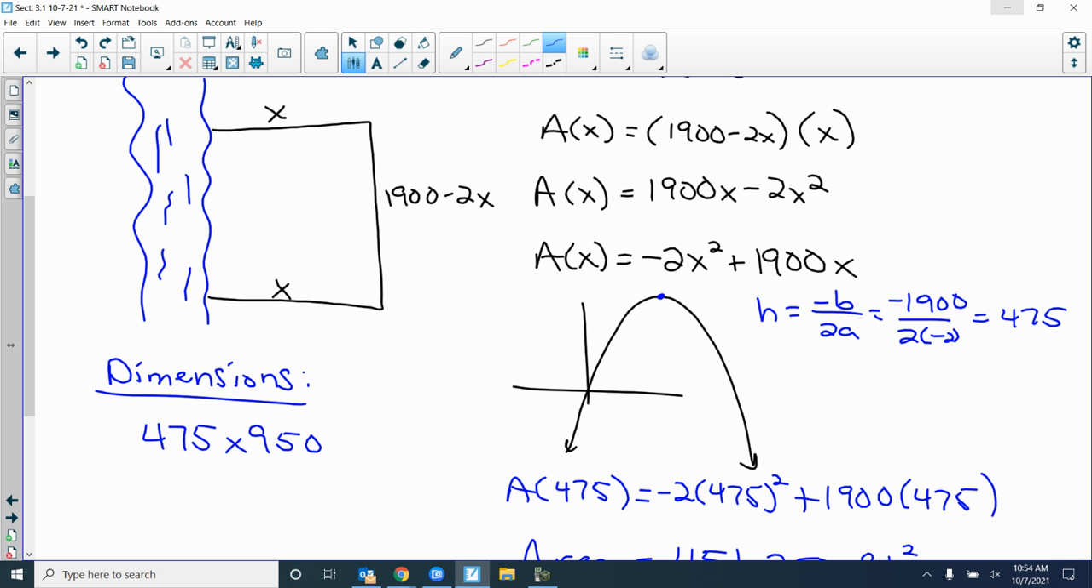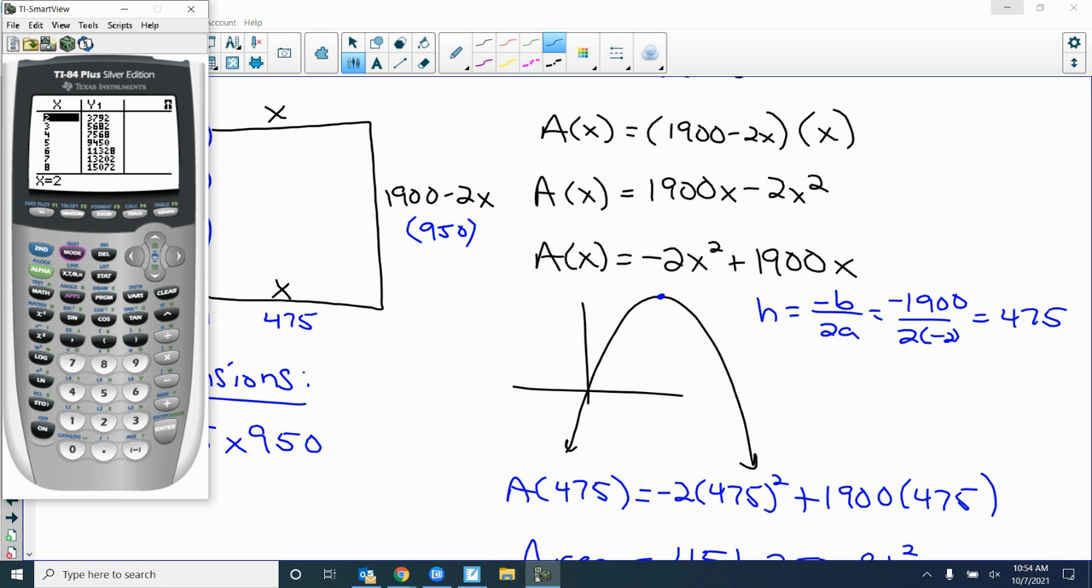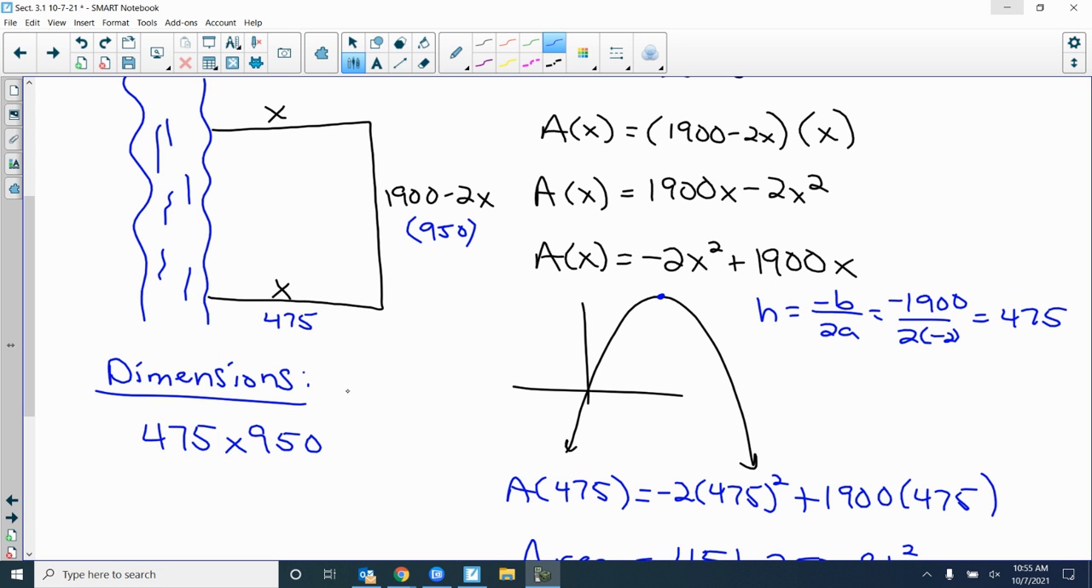The dimensions, this is 475, this x value. What's 2 times 475? I think that's 950? And then 1900 minus 950 also gives me 950. We agree with that? So those are your dimensions. You need to be able to at least determine that as well. Now, what do you think 475 times 950 is? It better be. Okay, 451,250. Okay, so hopefully that all meshes together.